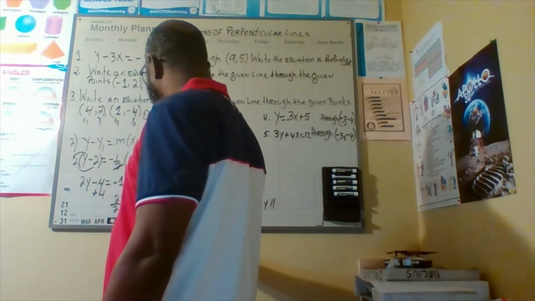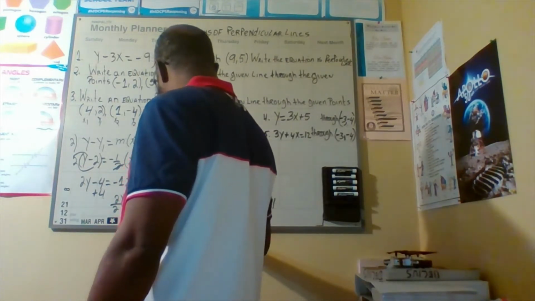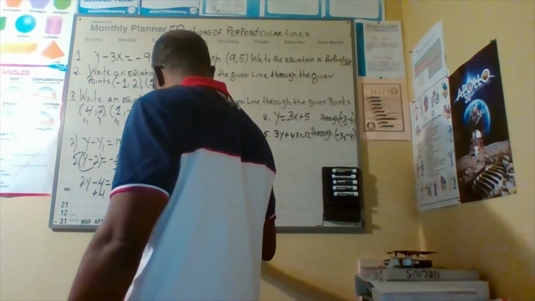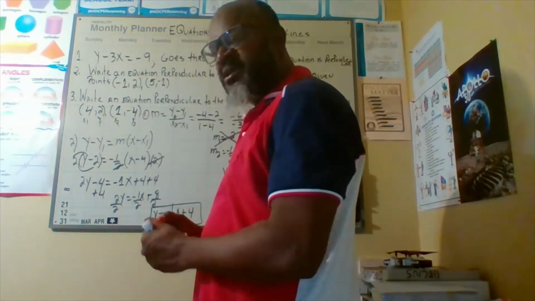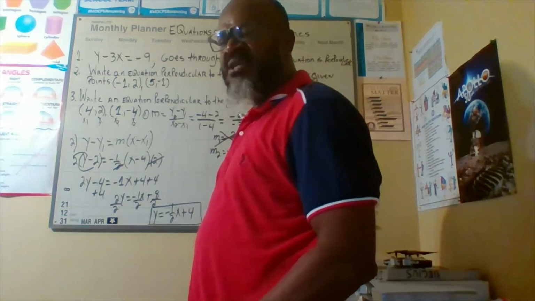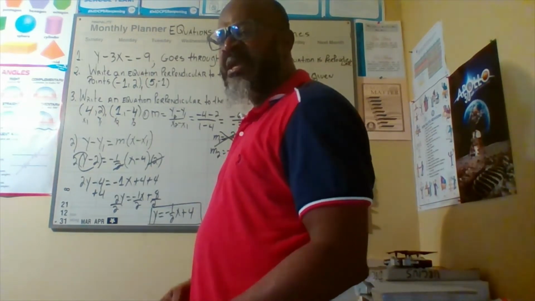Then your equation will be negative 1/2 x plus 4. That will be the equation that is perpendicular to that line. Then you're done. Remember, the objective is to tweak your slope. You're not doing anything new.